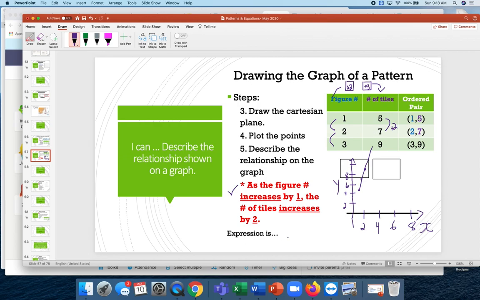So the expression would be, hopefully we can get to this right away, 2, I'm going to say F for figure number, and then plus 3. Okay, so that is our expression. But then this describes the relationship on the graph, right? As the figure number increases by 1, the number of tiles increases by 2. Okay, so that's it for the lesson.